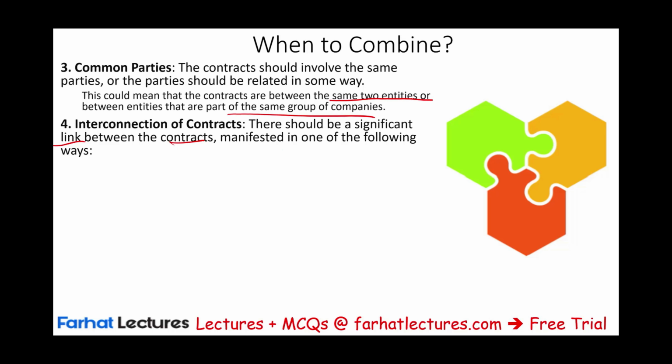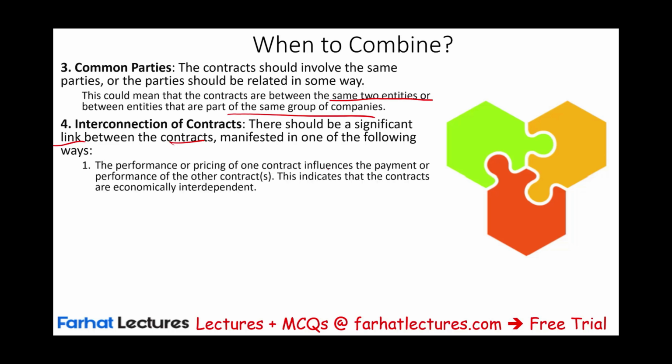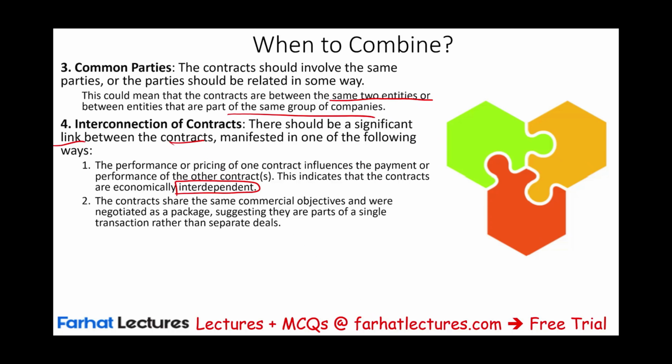How do you show that there's interconnection? Well, you could show that the performance or pricing of one contract influences the payment or performance of the other contract. This indicates that the contracts are economically interdependent. So what does that mean? It means the pricing of one versus the other are interdependent. So if you choose one and not the other, it makes a difference to the price. Or the contracts share the same commercial objectives and were negotiated as a package, suggesting that they are part of a single transaction rather than separate deals.